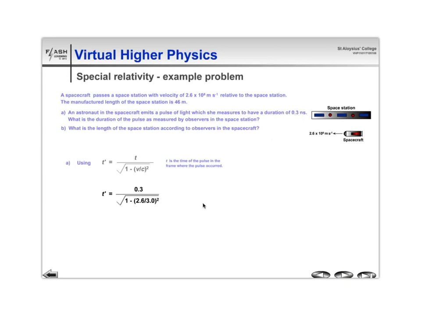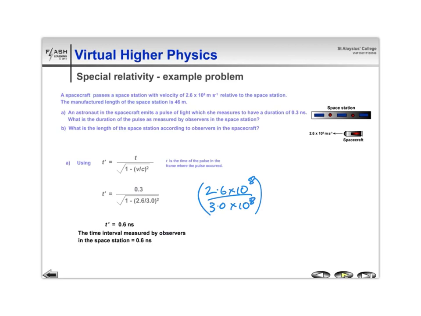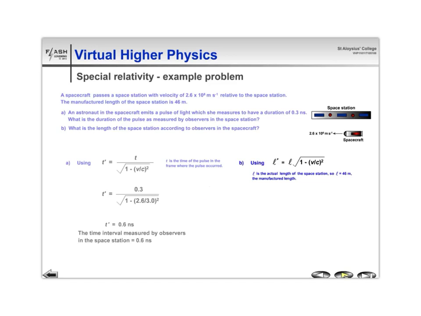So substitute in the proper time of 0.3 nanoseconds into the formula. Notice that they've kind of simplified. I think it's probably safer to show the substitution before they're squaring it, but then they've kind of cancelled out the times 10 to the 8s. And we get 0.6 nanoseconds from that. Just rub this out so it's not getting in the way.